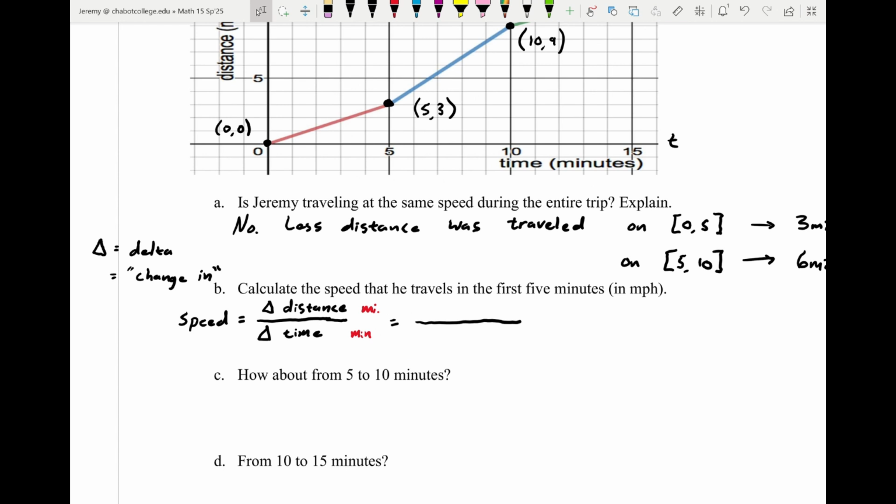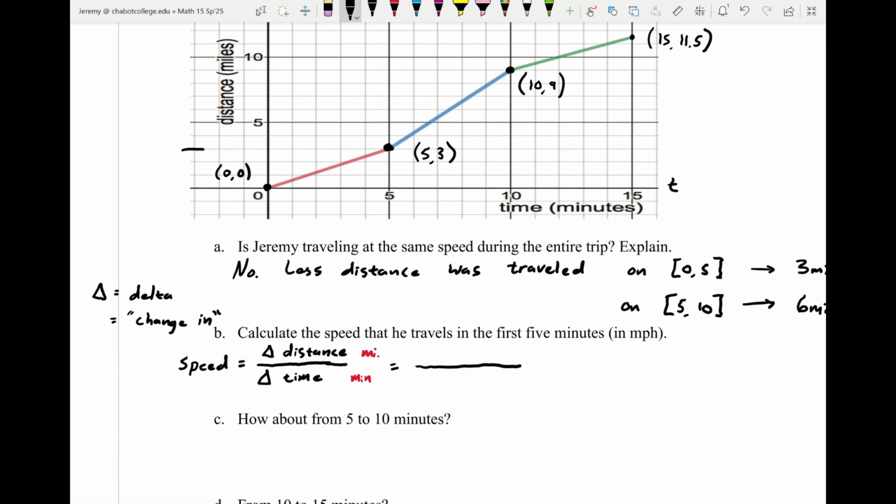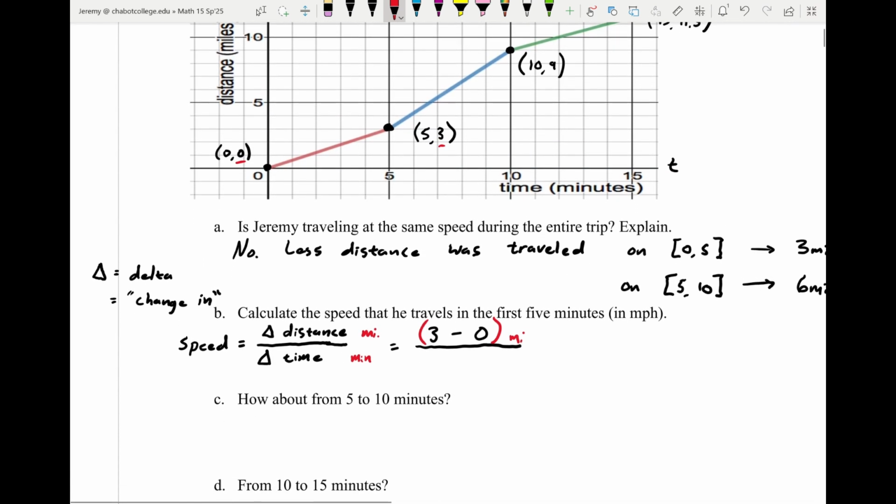So the change in distance, looking at the graph, that's just going to be the change in the output values of the function. Or it might look like the change in y, since we normally associate the vertical axis with the y variable. So the change in distance is just going to be the final position minus the initial position. So in that case, it's going to be 3 minus 0. Okay, so that just came from the y coordinates.